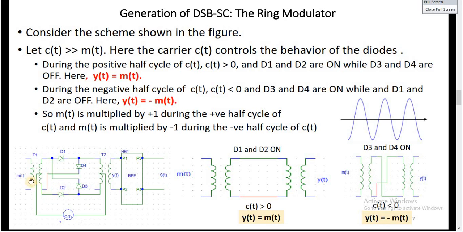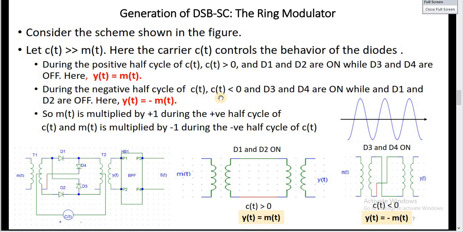Therefore, we have the message, and this message is transferred via this transformer all the way to the output. So this is the model of the circuit during the positive half cycle when D1 and D2 are on. The message, which appears at the primary terminals of the transformer, is induced here and also will be induced at the output. So during this positive half cycle, the message M of t at the input will also be the output of this switching modulator.